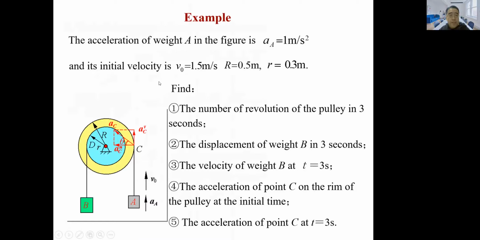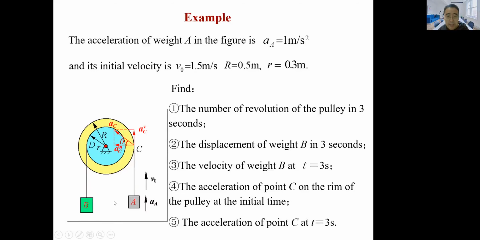V0 is its initial velocity. The bigger R equals 0.5 meters, and the smaller r is 0.3 meters. So these two wheels will rotate together. They are fixed to each other and rotate around the same center, so they have the same angular velocity and the same angular acceleration. So it will let weight A move in the upward direction, and weight B downward.